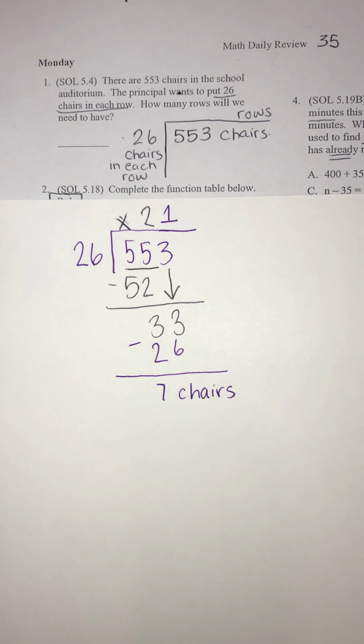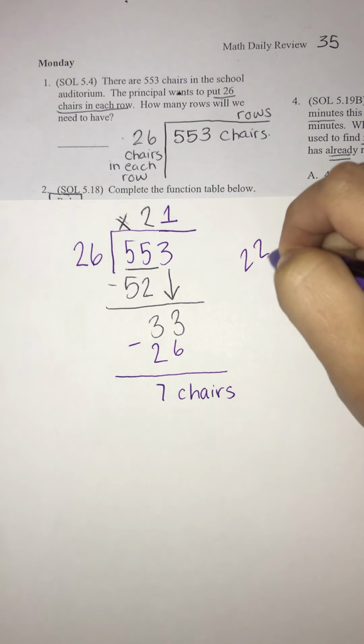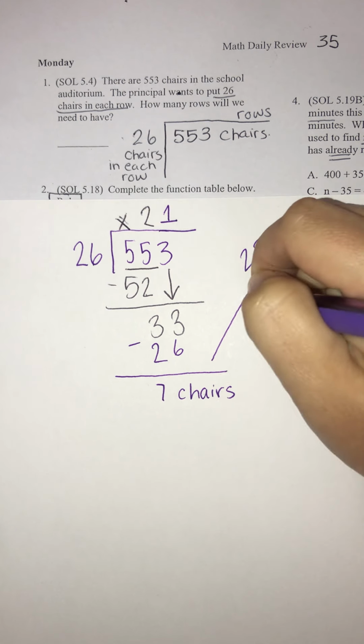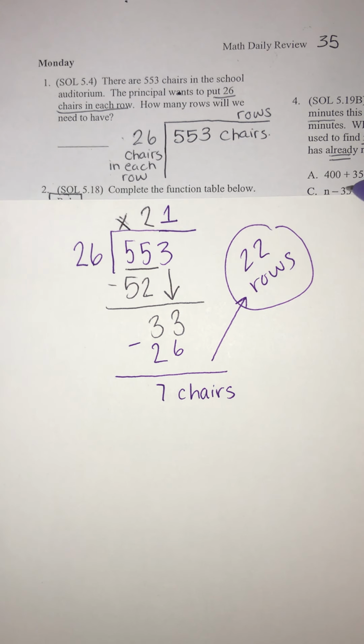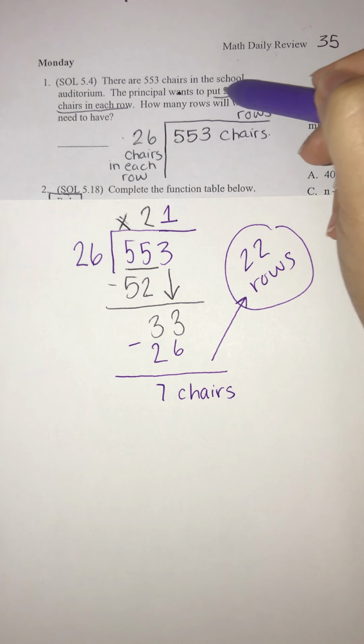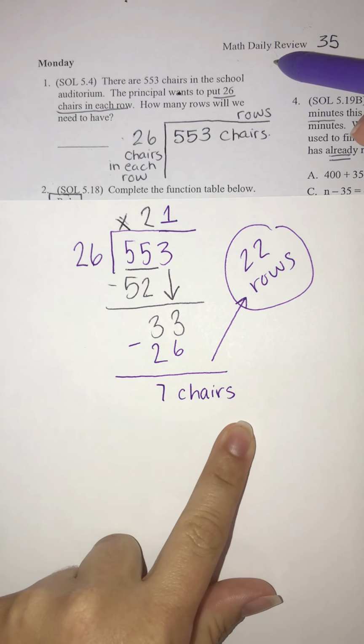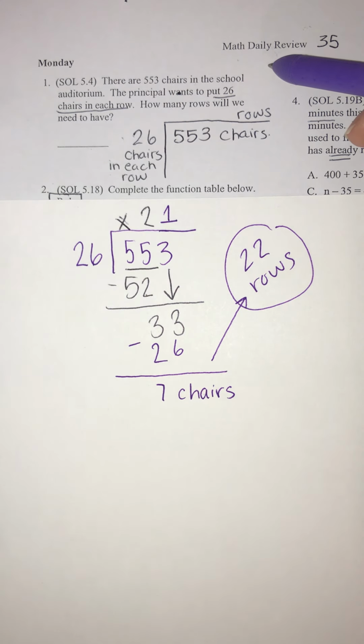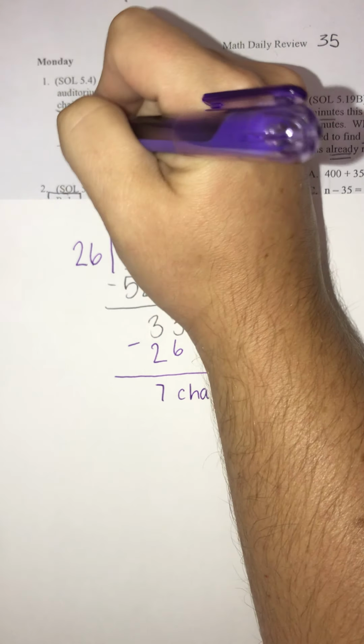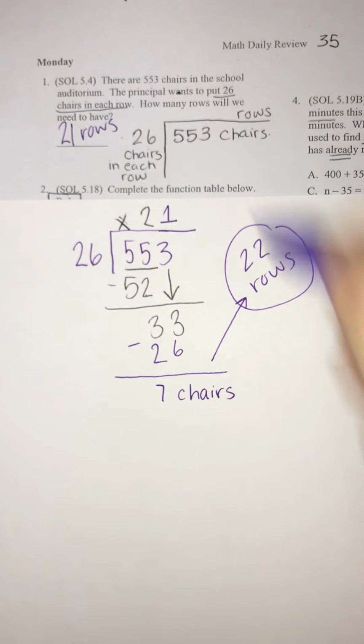So the answer to this could go a couple different ways. If the principal wants to use all of the chairs, then they would actually need to make 22 rows, which would include the remainder. However, if the principal only wants to put 26 in each row and then just discard the chairs, meaning maybe put them back in the closet, then the principal will need to make 21 rows.